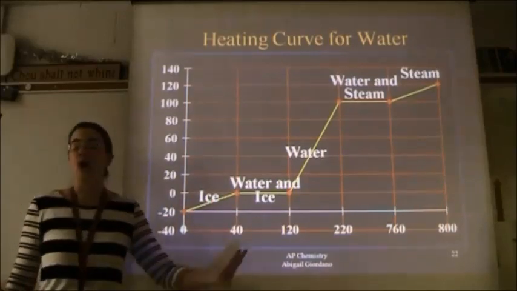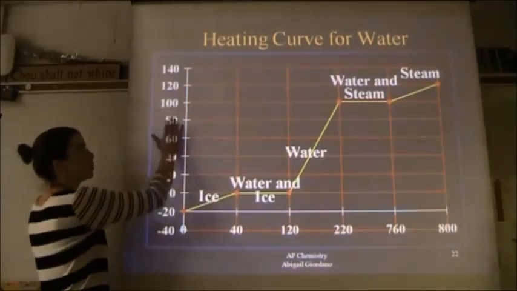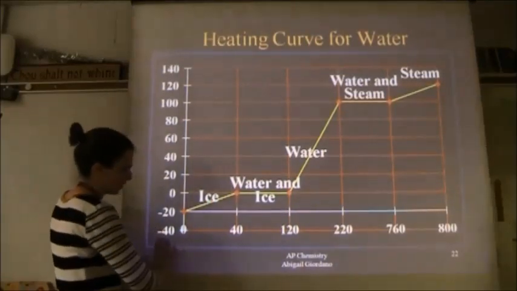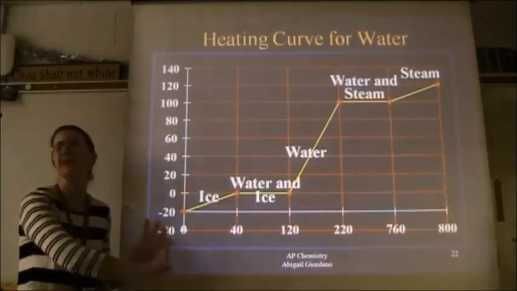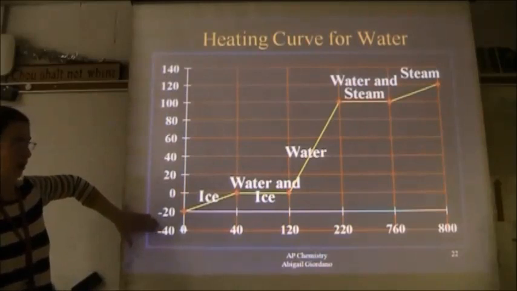So this is something called a heating curve. Right? Temperature would be on the y-axis, and on the x-axis, I think this is time. It actually doesn't even matter, the x-axis we don't even care about. It's the y-axis that we care about.